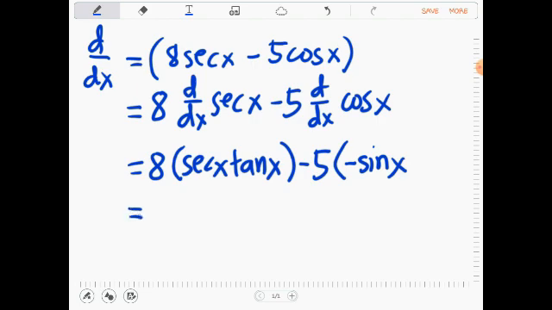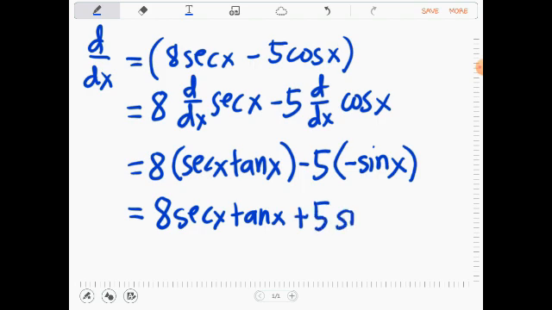So, therefore, simplifying further the equation, this will give us 8 secant of x tangent of x. Ito ay negative 5 times negative sine of x. That should be equal to positive 5 sine of x.